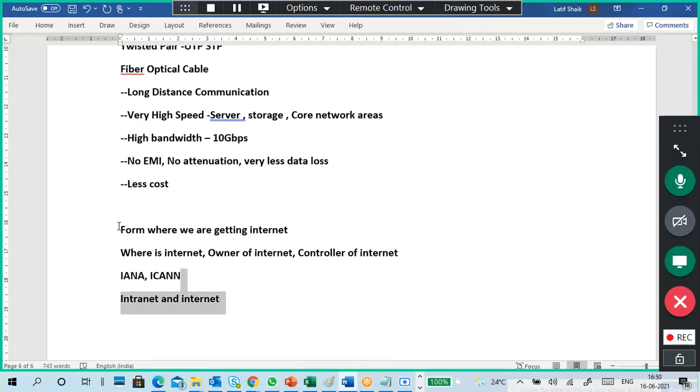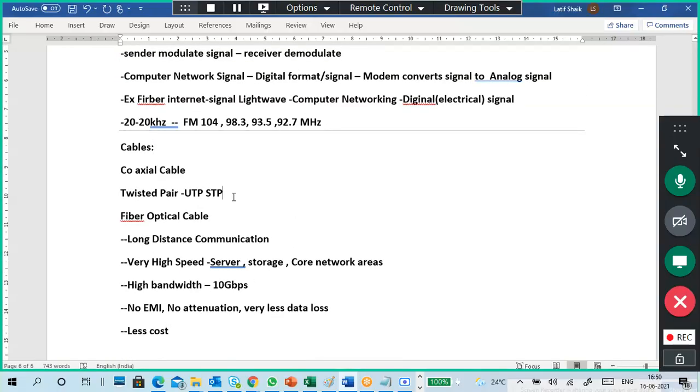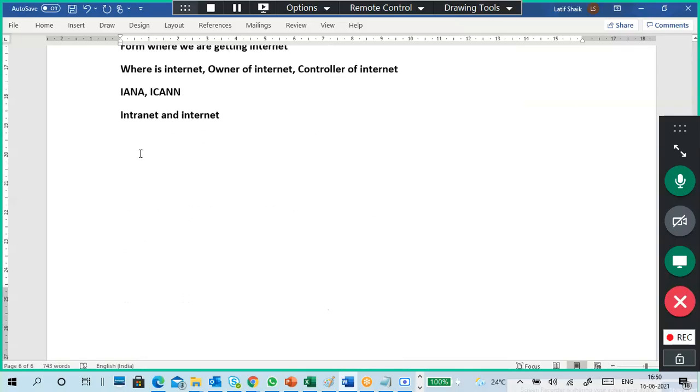Guys, go through these points. Also, the twisted pair cables are pending. I will give very short notes about twisted pair cables. I need just 5 minutes.